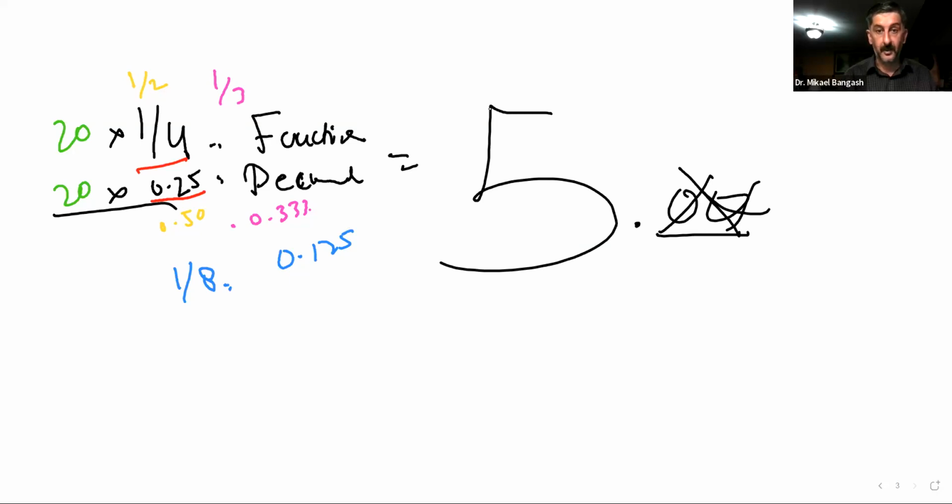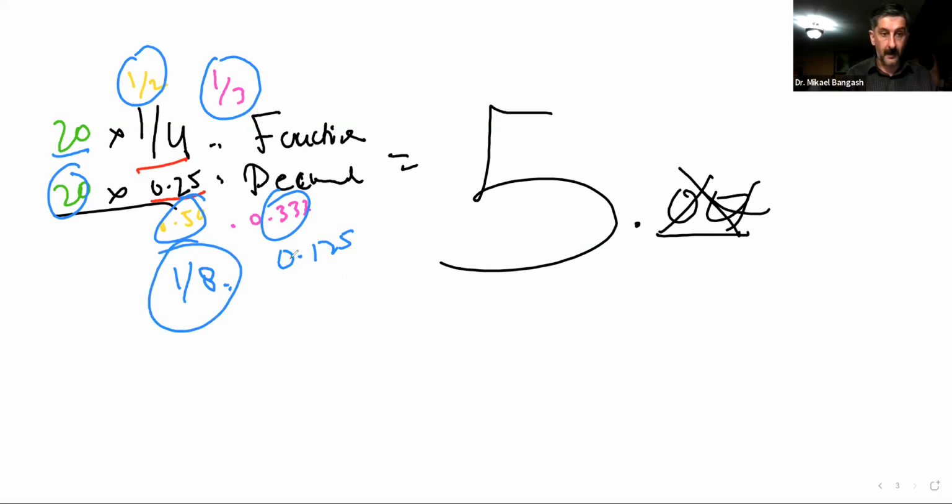So whether you say 20 multiplied by this or 20 multiplied by this, the result is going to be the same. The only difference is that this is a number expressed as a fraction, and this is the same number expressed as a decimal.